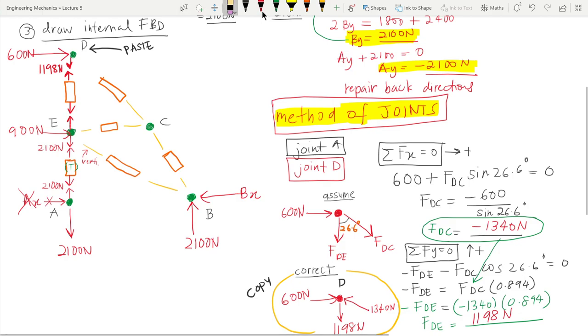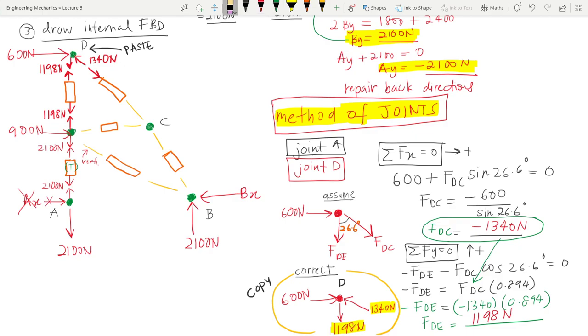The values are the same values, which is 1198 Newton. Are we okay? So we've settled this one. We have pasted this value. Next, this 1340. 1340 is going inside, so it has to go inside like that. And then definitely this one is reverse arrow. So 1340 Newton.